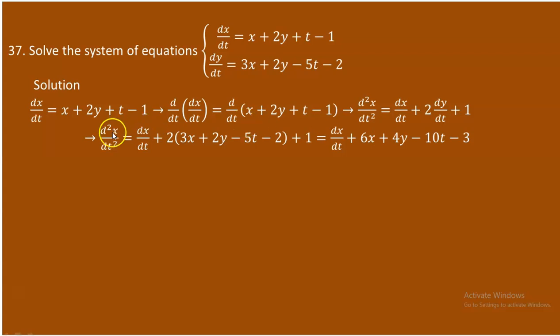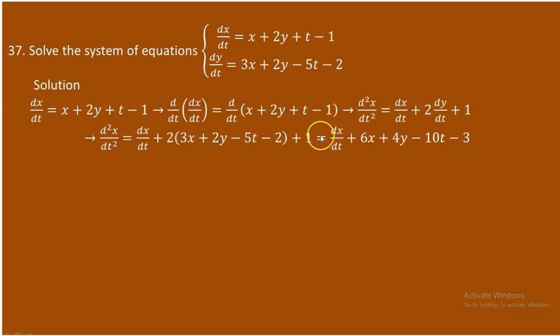So we now have d squared x over dt squared equal to dx over dt. But we know what dy over dt is. Dy over dt is 3x plus 2y minus 5t minus 2. You simply take this and put it here and multiply by 2. And then plus 1 comes because of this one. After simplifying this, you will obtain dx over dt plus 6x plus 4y minus 10t minus 4 plus 1, which is actually minus 3.